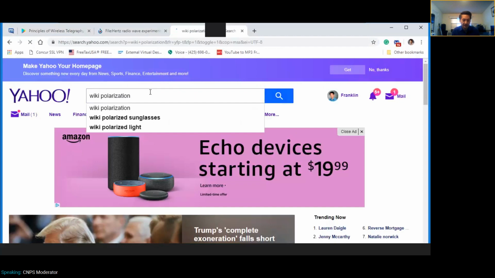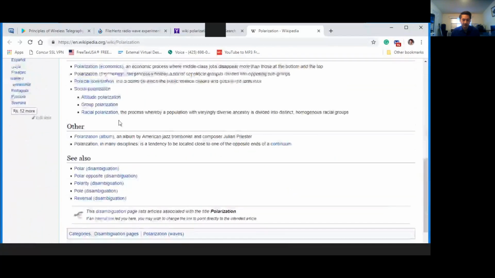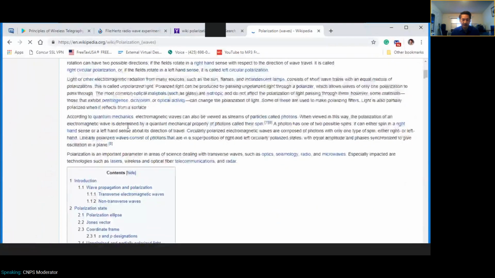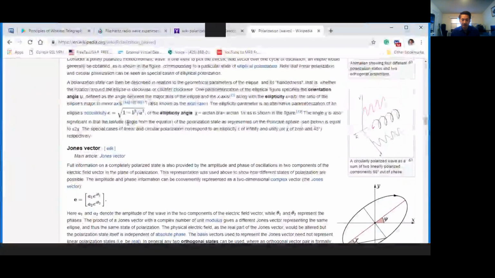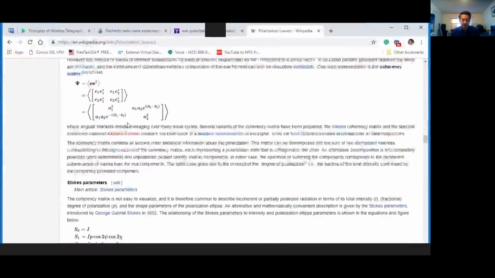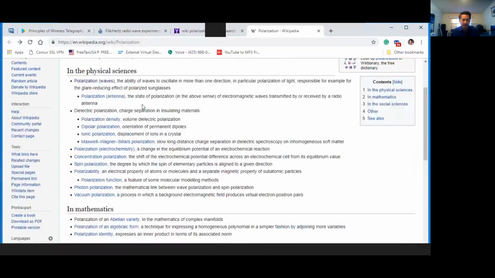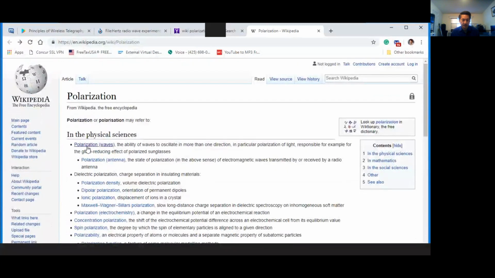Go find the wiki page on this, the source of truth for everything. Polarization waves. Let's see here. Is that what we're looking for? That isn't exactly the page I'm looking for here. Polarization. Close enough.